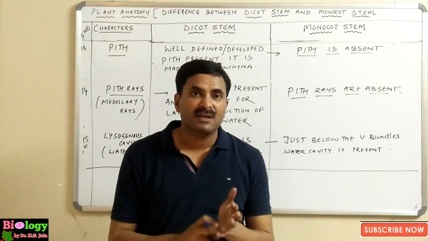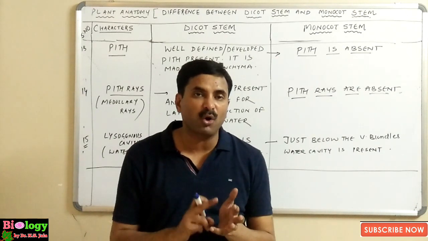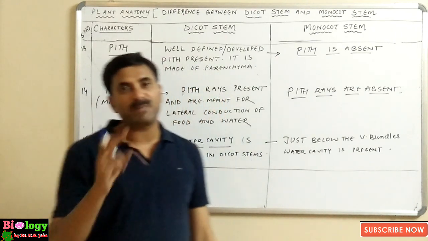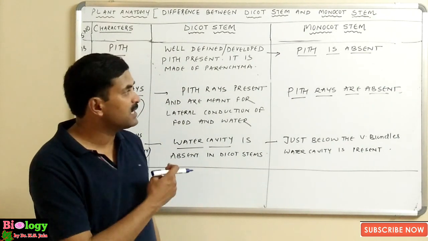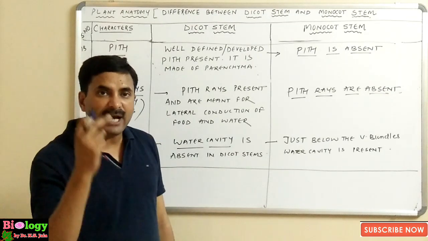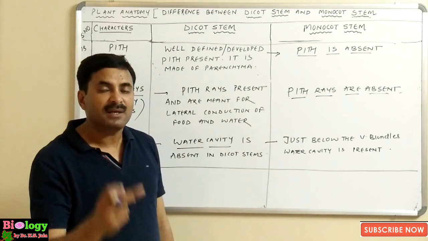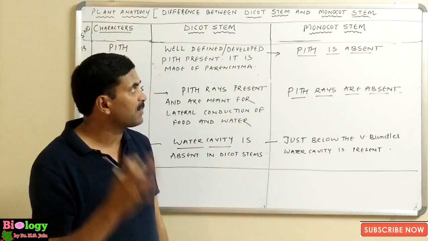Okay, so these were the 15 differences between the dicot stem and the monocot stem. What you have seen here is that in the case of the monocot stem, endodermis, pericycle, pith and pith rays are totally absent. This must be remembered. While in the case of the dicot stem, the endodermis, pericycle, pith and pith rays all are present.